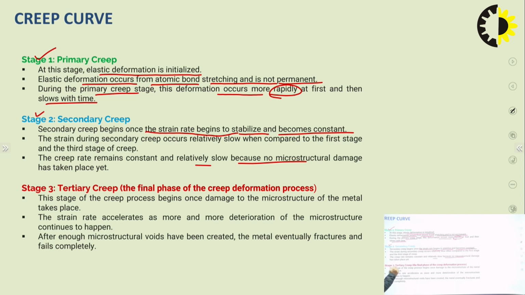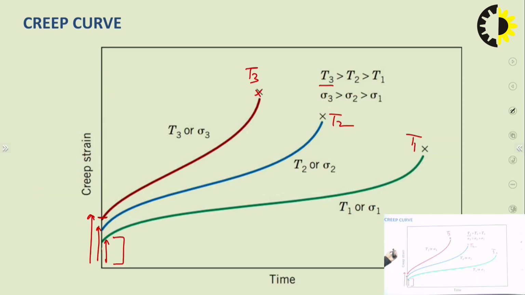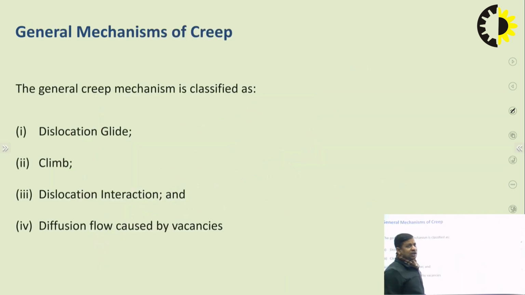Now coming to the third zone, the tertiary zone, the final phase of creep deformation. This zone is also a little bit bigger than the primary zone, but much smaller than the secondary zone, and suddenly fracture and other damage will happen during this zone. So these are the things you should remember while explaining any creep curve. Here we are trying to relate the creep curve with different temperature zones.